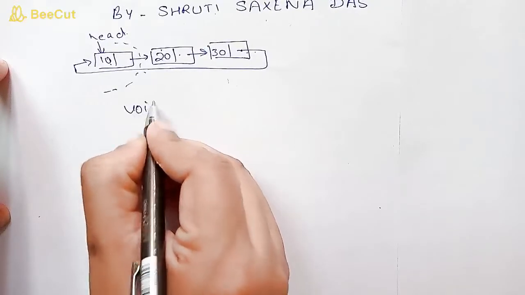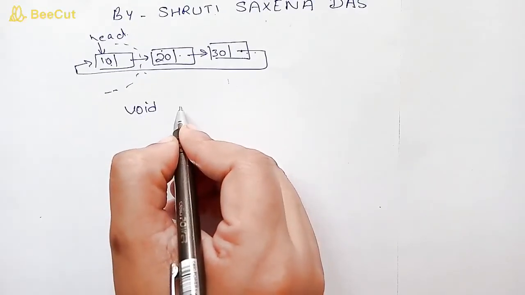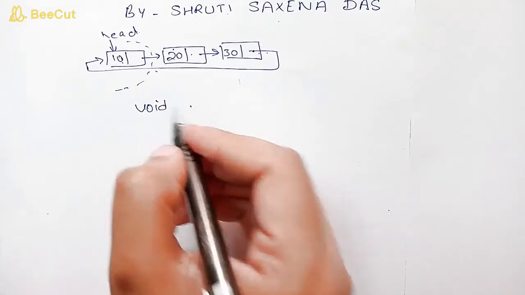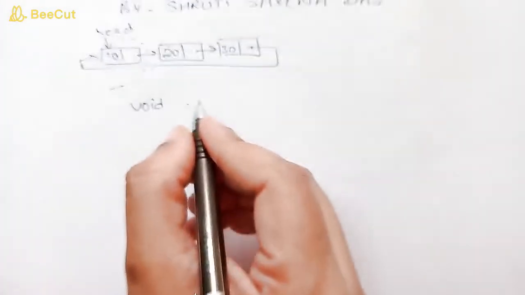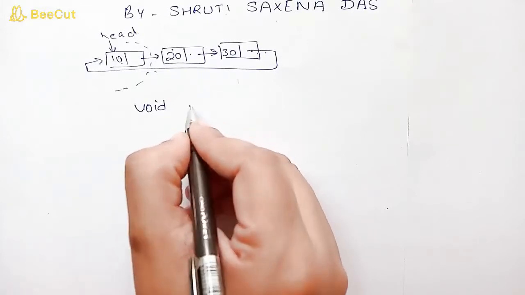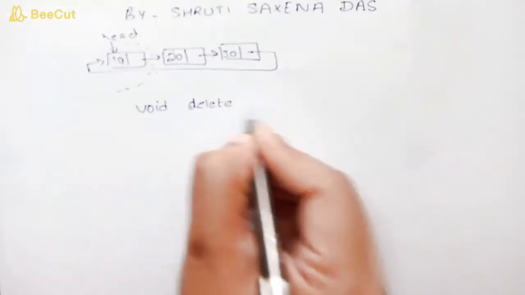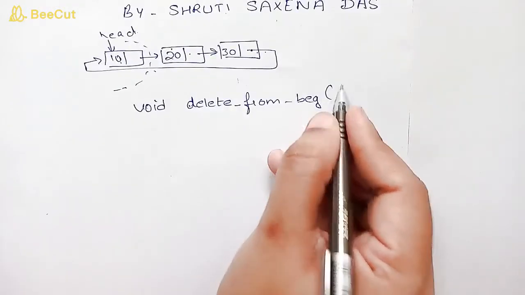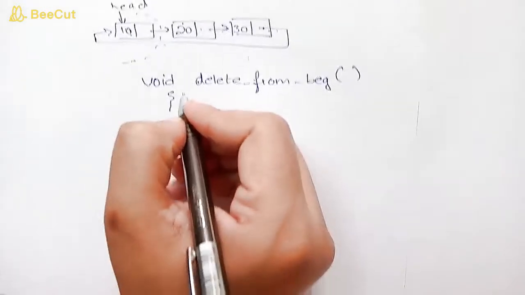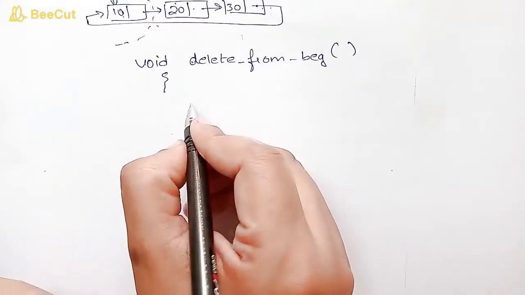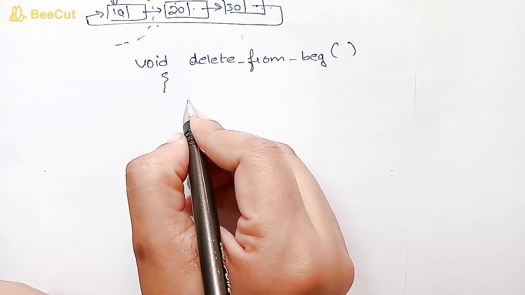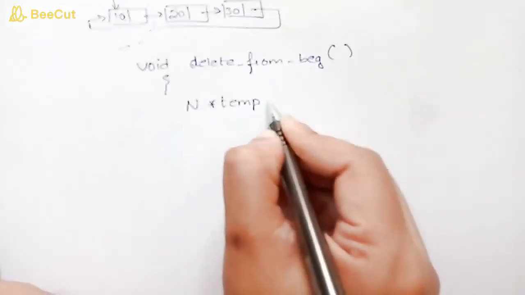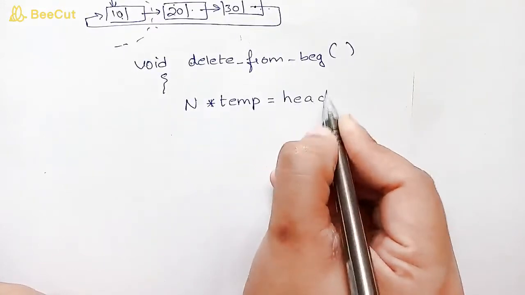I'll take the return data type as void, because here we are going to return to the calling function, because there might be a case that there are no nodes to perform the delete operation. If there are no nodes, you cannot perform the delete operation. So, delete from beginning. Here we'll check whether nodes are existing or not. I'll take one pointer as temp, and I'll initialize it to head.